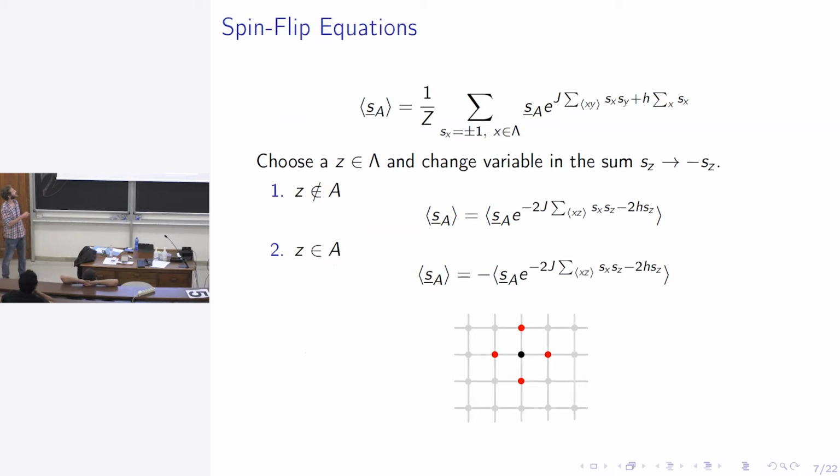We start with this expression for the observable. We choose one site z, and we change variables in the sum. So it's a choice of observable and a site. If z is not a part of the set A, we get this type of equation. You can see it by just changing variable here. And of course, if it is one of the sites in A, then we also get an overall minus sign.